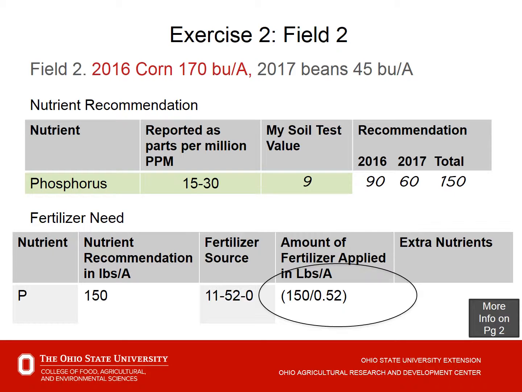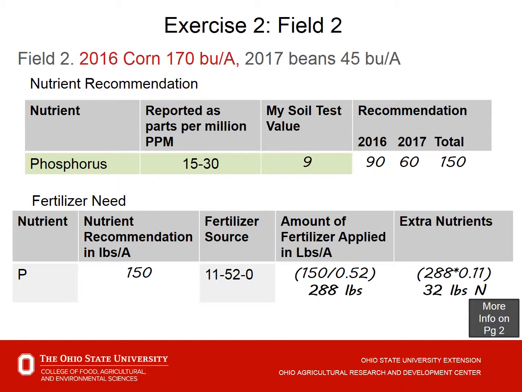So what we do here is we carry that 150 total that we have for field 2 down to our fertilizer need area. We have a nutrient recommendation once again of phosphorus, or excuse me, P2O5 of 150 pounds per acre. We have our fertilizer source is 11-52-0 MAP. We take 150 divided by the percentage of nutrient, in this case P2O5 in our 11-52-0, which is 0.52 or 52%. We divide 150 by that 0.52, and what we end up with is 288 pounds of 11-52-0 needed in order to meet our 150 pound phosphorus nutrient recommendation.